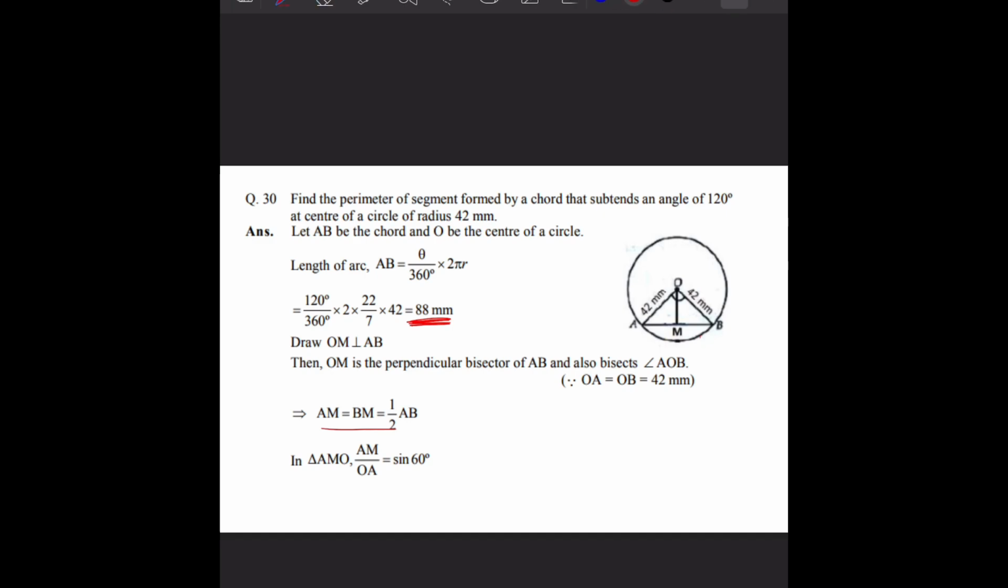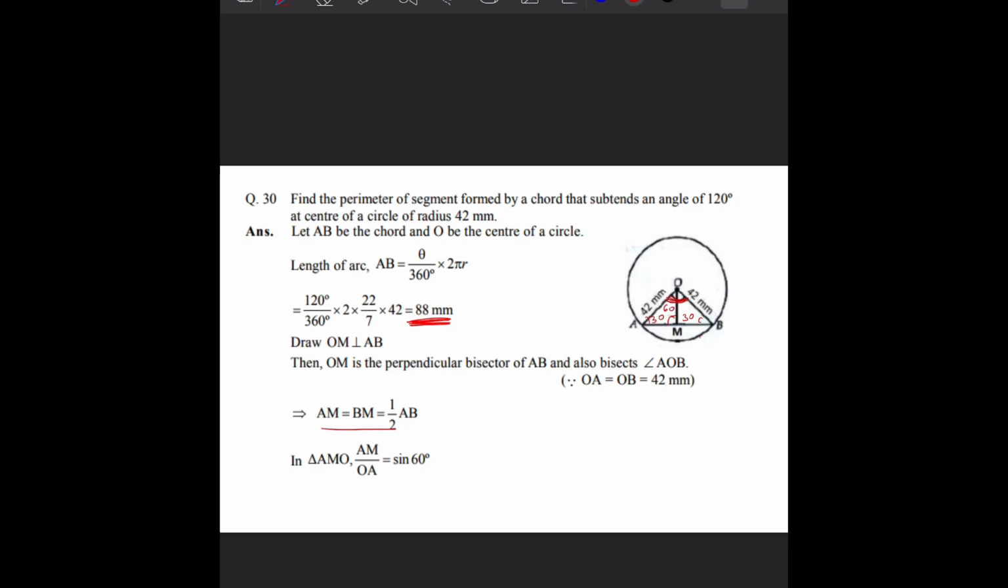As we all know, this is 120. If this is 120, this will be 30 and this will be 30, because 30 plus 30 will be 60, 60 plus 120 will be 180. Angle sum property of a triangle. In triangle AMO, if this is 30 degree, this is 90 degree, this has to be 60 degree.